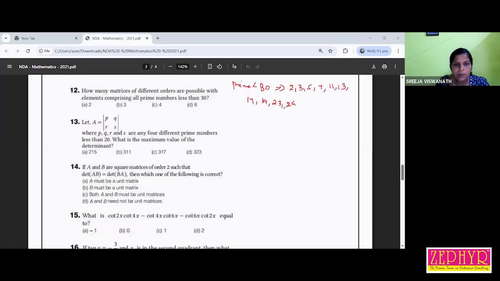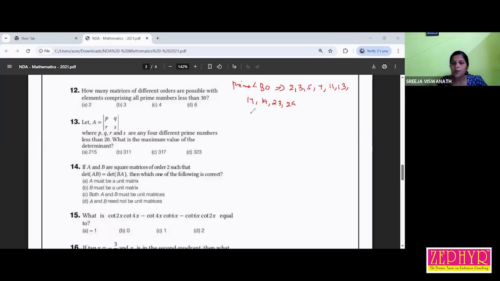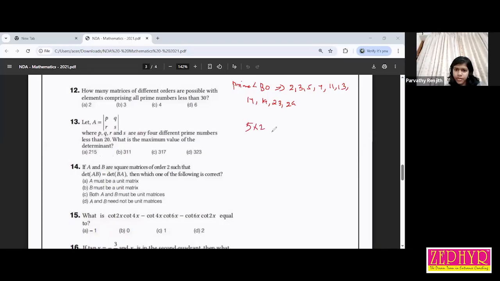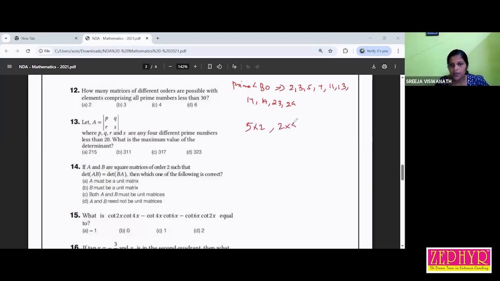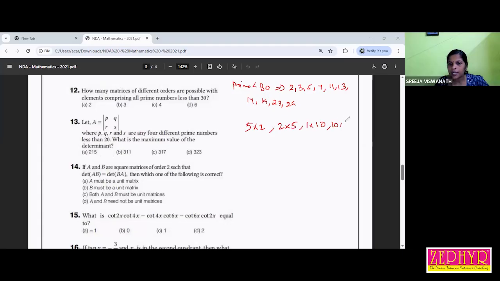Now, how many different orders are possible? How many elements are there? 10 elements are there. So, since there are 10 elements, how many orders are possible? 5 by 2, 2 by 5, 1 by 10, 10 by 1. So 4.